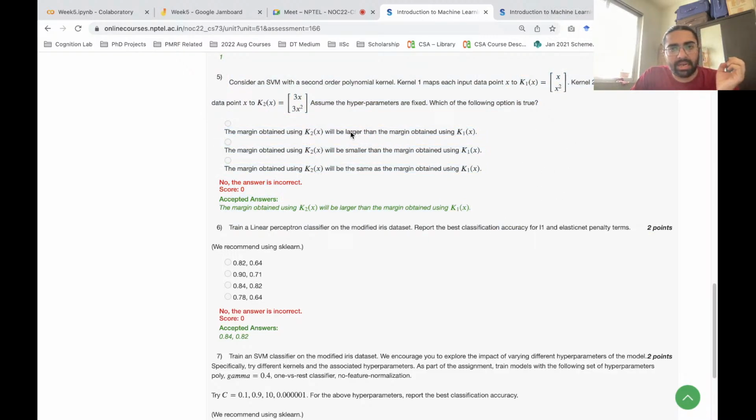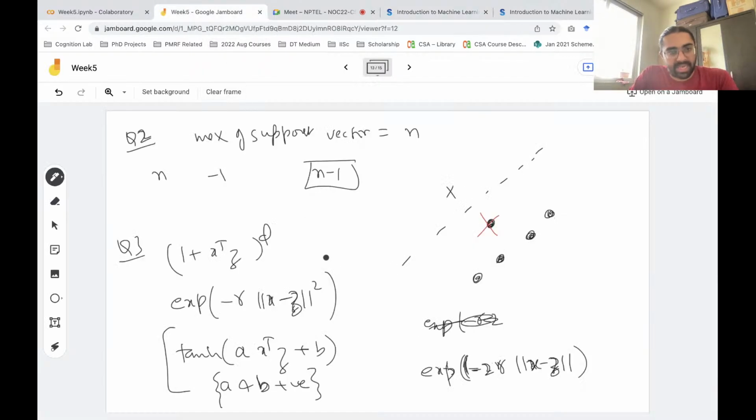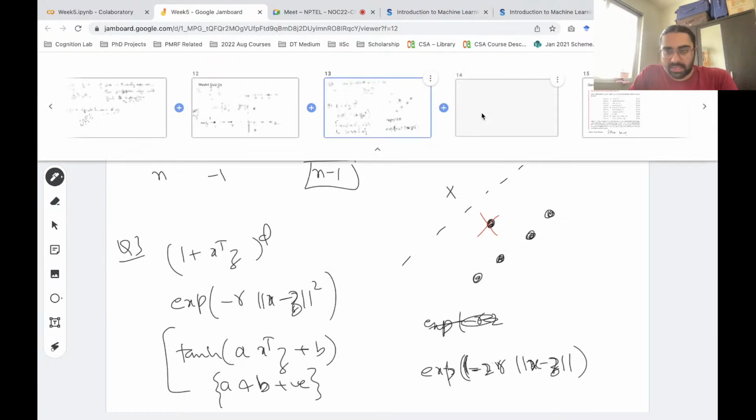Why would the margin be larger in the K2 transformation compared to K1? Yeah, it's the scaling factor. 3 is a scaling factor, so the differentiation will be more. Correct. Yeah, that's exactly it.